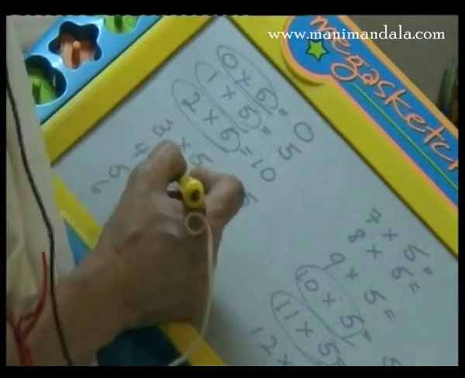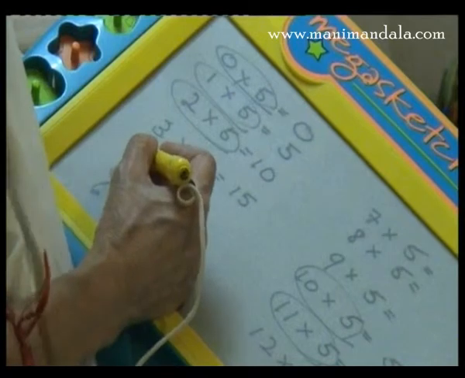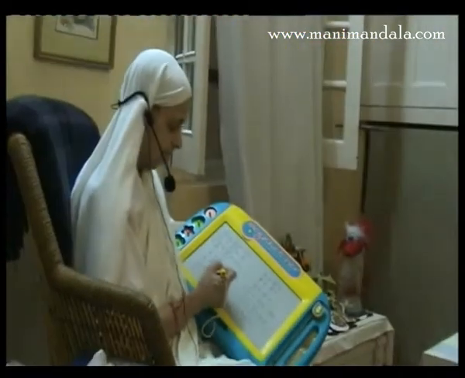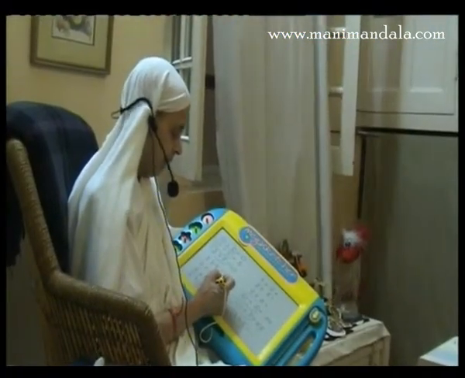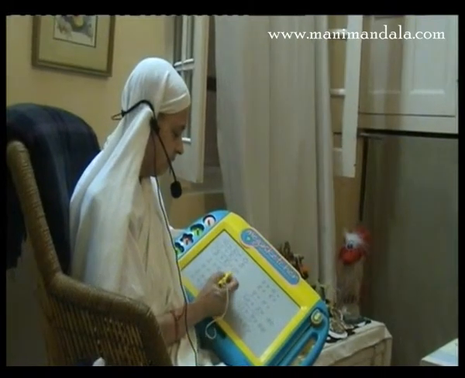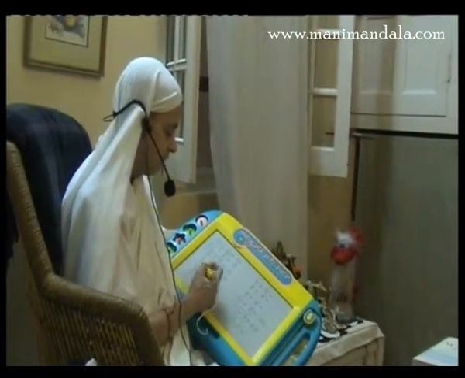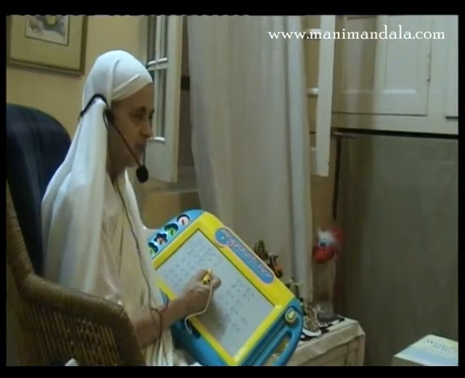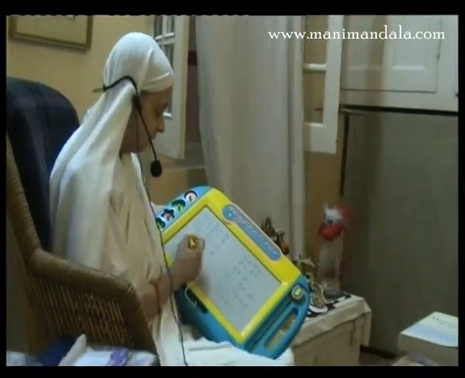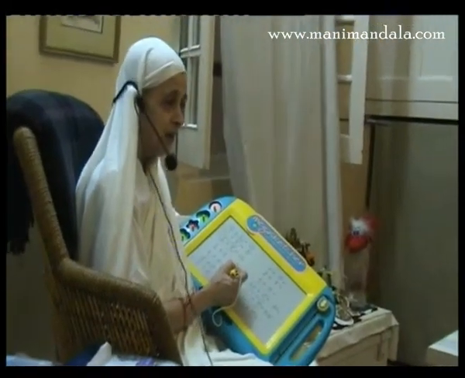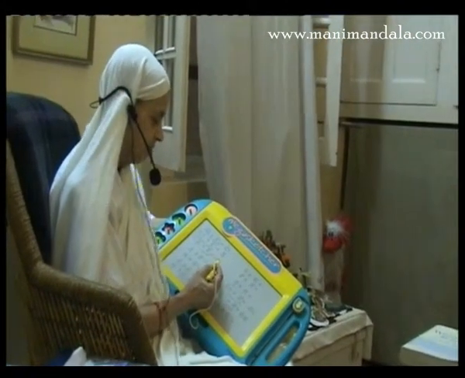Now we want to know what's 4 times 5. 4 is an even number, right? Even numbers, we'll find out. The other factor, if it's even, our answer will end in 0. If it's an odd number, our answer will end in 5. You see that pattern already, right?